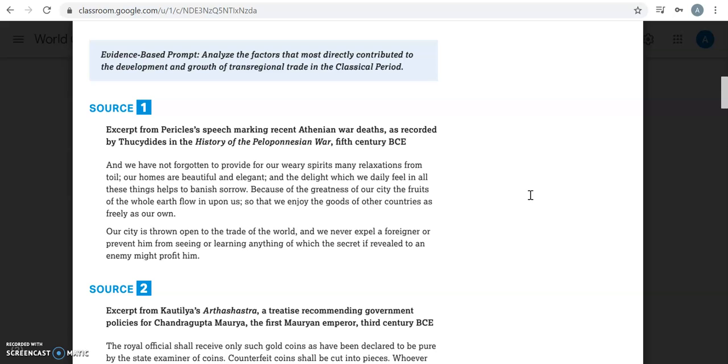As recorded by Thucydides in the history of the Peloponnesian War, 5th century BCE. So the Peloponnesian War. Take a minute to guess which civilization that war happened in. It was in Greece. It was between the Athenians and the Spartans. So let's see what it says.